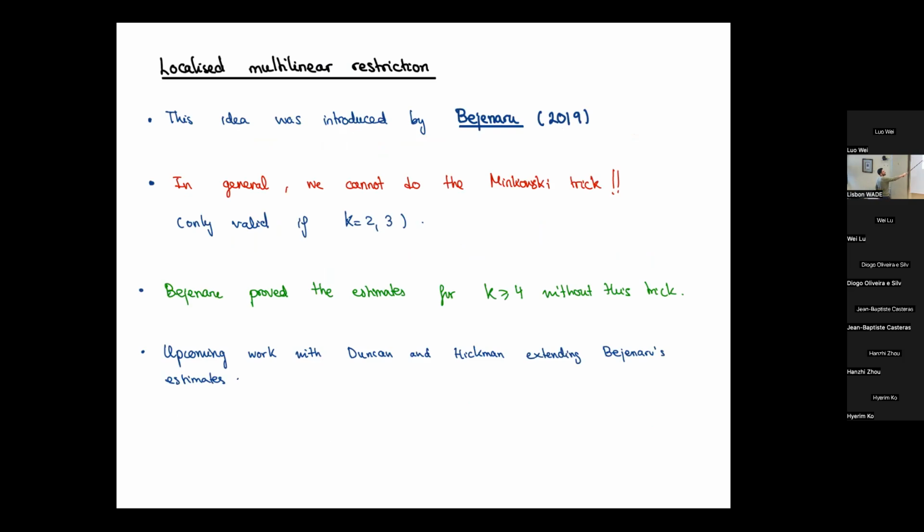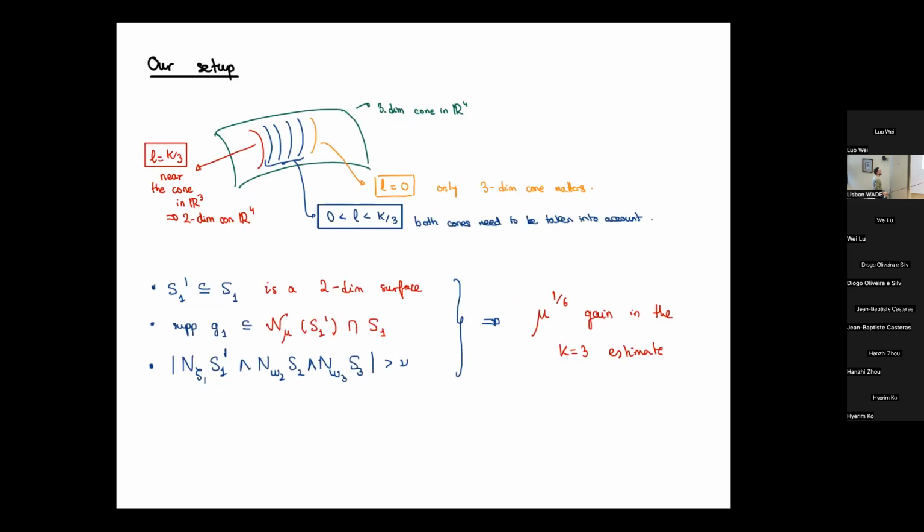so this type of estimate was introduced by Bejenaru. And in general, you cannot do the Minkowski trick because you can only do it for bilinear and trilinear. So what he proved was an argument to do it in general without that trick, and I had to work out a real proof, no? And we have an upcoming work generalizing the case actually.